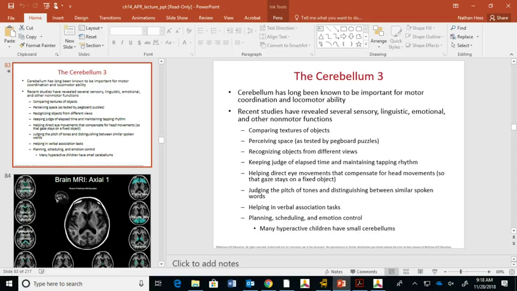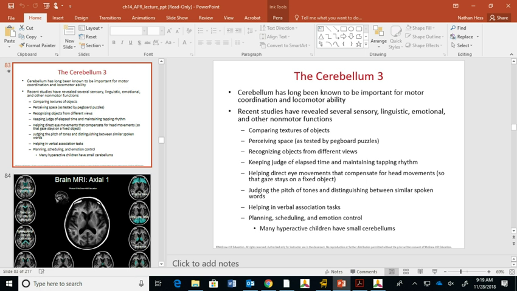But it actually does way more than that. It's not just simply about coordination and locomotor control. Recent studies have revealed many more functions that the cerebellum plays: sensory, linguistic, which means speaking, emotional, and other non-motor functions. So here's a couple of them.